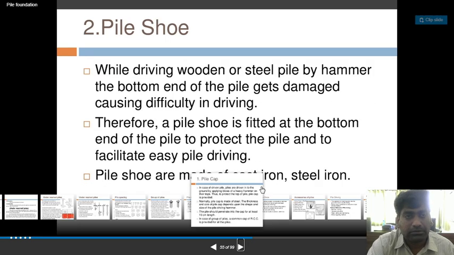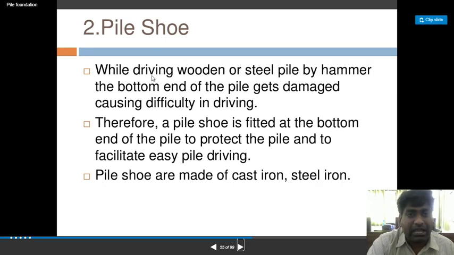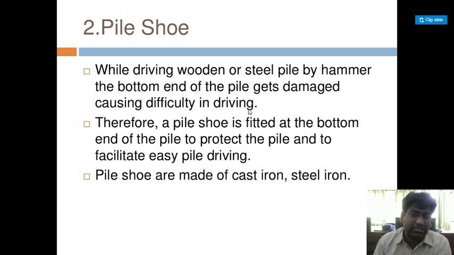Pile shoe. While driving the wooden or steel pile by hammer, the bottom end of the pile gets damaged, causing difficulty in driving, and therefore a pile shoe is fitted at the bottom end of the pile to protect the pile and to facilitate easy pile driving. Pile shoes are made of cast iron, steel, or iron.